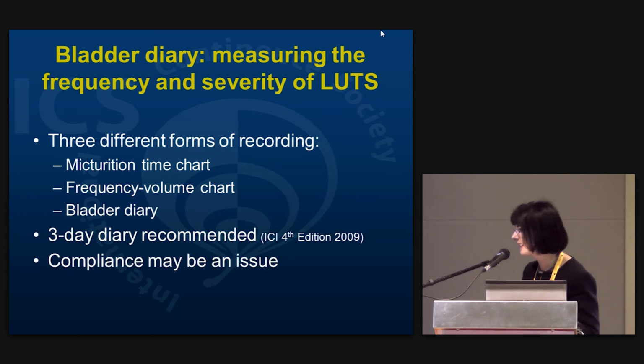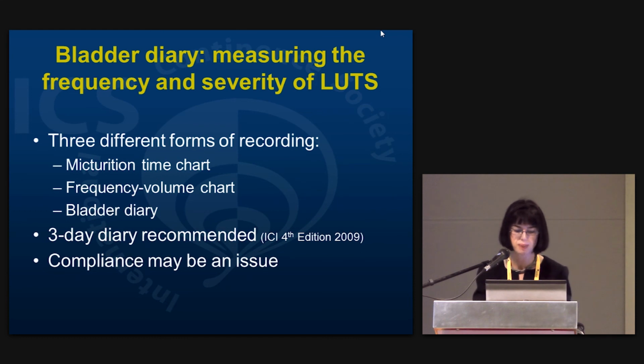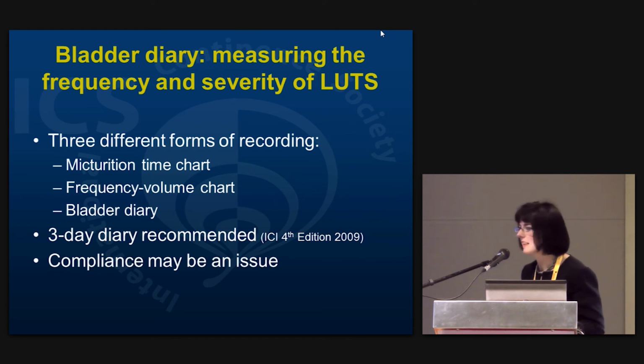And in the latest edition, the 5th edition, that's just recently come out, 2013, it is also saying around the 3-day diary. And compliance, we recognise, could be an issue. So it might be that if we have one 24-hour accurate diary, that's worth its weight in gold compared to 3 days that are not completed very well.